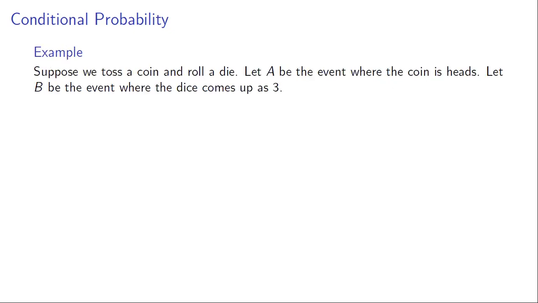Okay, so, another example, suppose we toss a coin and roll a die. Let A be the event where the coin is heads. Let B be the event where the die comes up as 3. When you roll a die, you can get either 1, 2, 3, 4, 5, or 6. This should be the word die, not dice, because it's singular. The die comes up as 3.